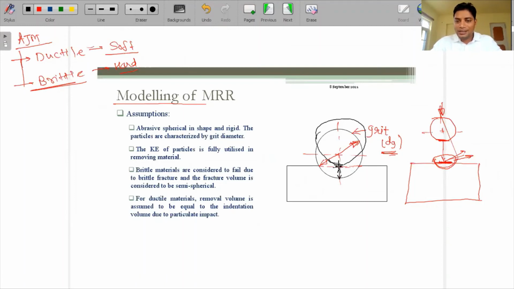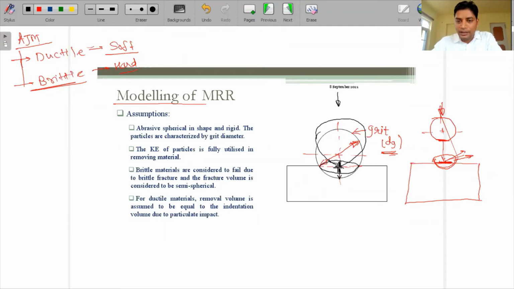So this is the center point, and we are considering that this is spherical in nature. So this ball, when it hits the workpiece surface, will try to cover some specific area of the workpiece. Now when you see from the top view, this area is covered by this impingement, or by this specific abrasive particle.